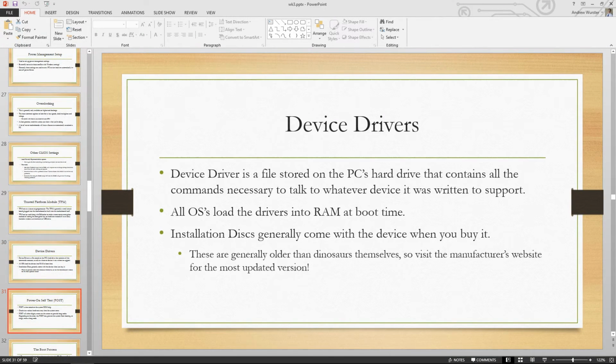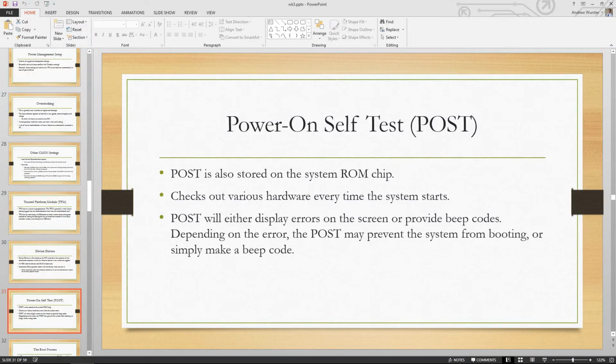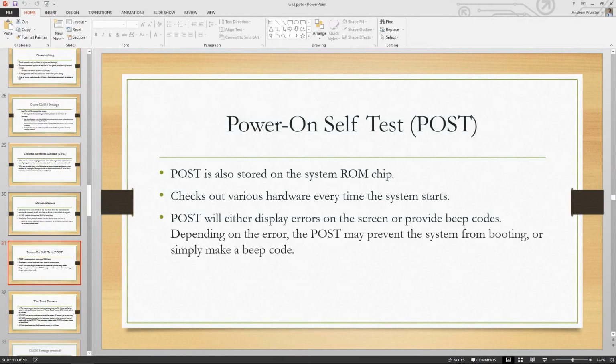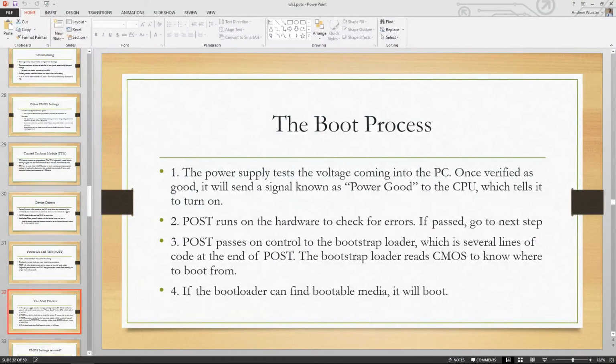So POST is stored on the ROM chip. Every single time you try to boot up, POST will start. There's like four things it looks for when it's booting up, and I think the next slide handles what those are. It just looks for things like, is there a functional keyboard? Is there functional video, built in or a graphics card? And there's some other stuff as well that it checks. So it just checks the hardware.